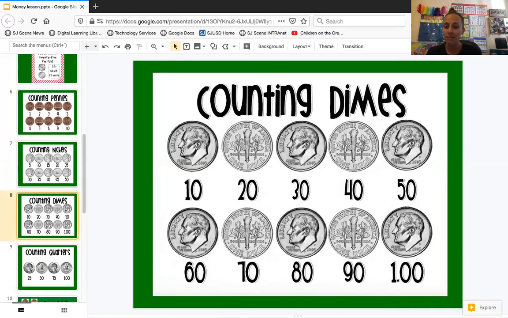Now counting dimes is super fun because it's counting by tens, and we love counting by tens. Are you ready? 10, 20, 30, 40, 50, 60, 70, 80, 90, and $1. Quarters are tricky.